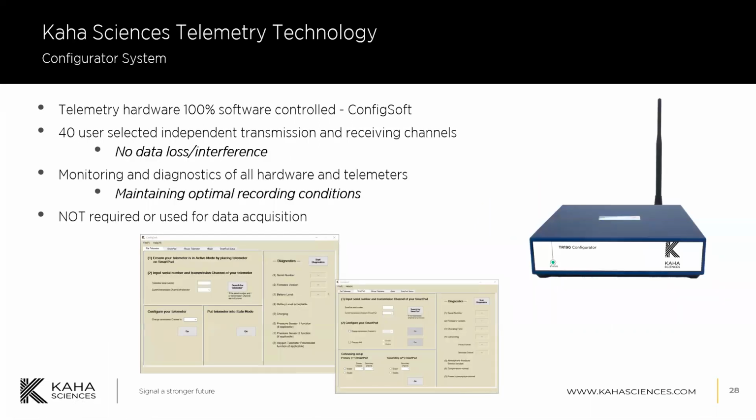And then that third and final part of the system is our configurator system. And this is key because it allows you to set your telemeters and SmartPads to communicate on one of our 40 independent transmission frequencies, which we call channels. And that means there's no data loss or interference of neighboring telemeters cross-talking with each other, and there's no need to shield your cages from one another. And it also allows us to perform diagnostics, check that battery level, all of those sorts of things as we go through our experiments.